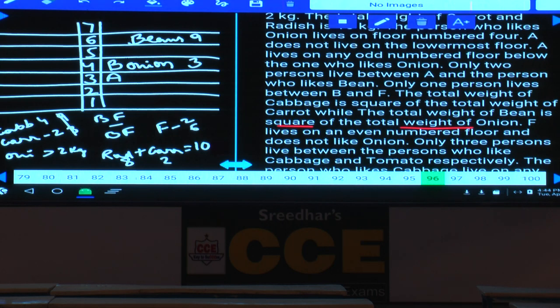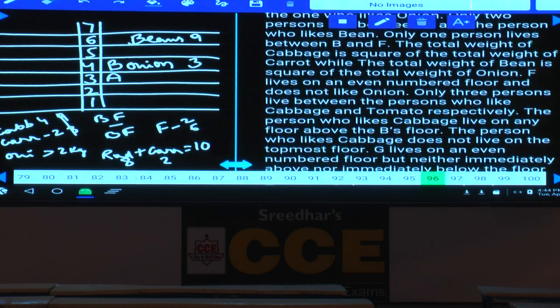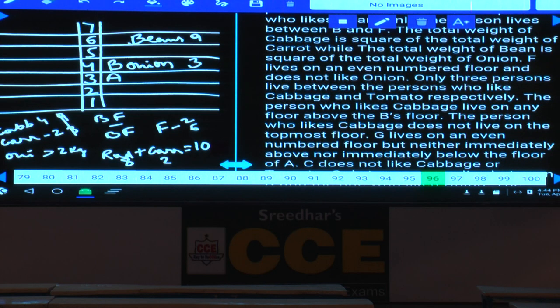Only 3 persons live between the one who likes cabbage and the one who likes tomato. Between cabbage and tomato there must be exactly 3 people. Then if cabbage or tomato is on the 1st floor, the other must be on the 5th floor. If one is on the 2nd floor, the other is not possible. Or 3 and 7. So 1 and 5, and 3 and 7 are the only two possibilities for cabbage and tomato.